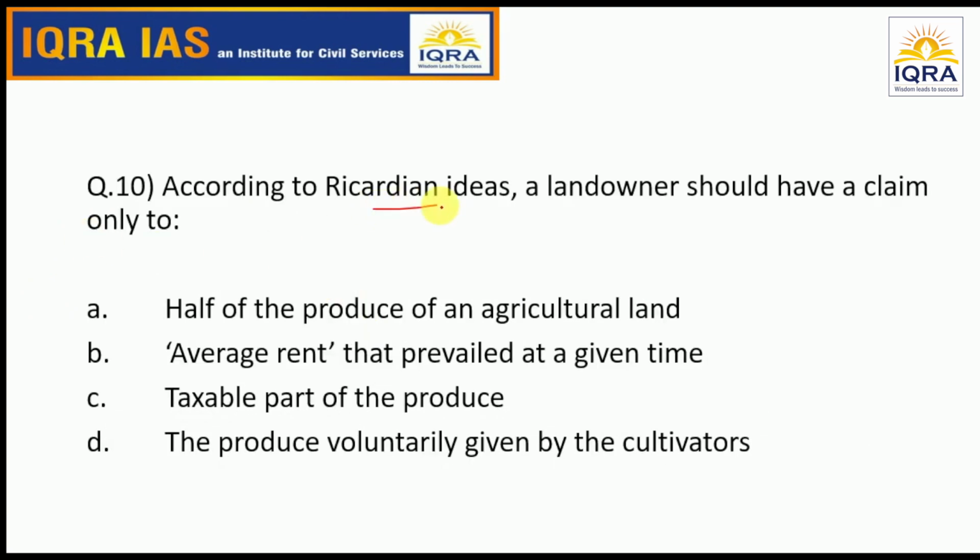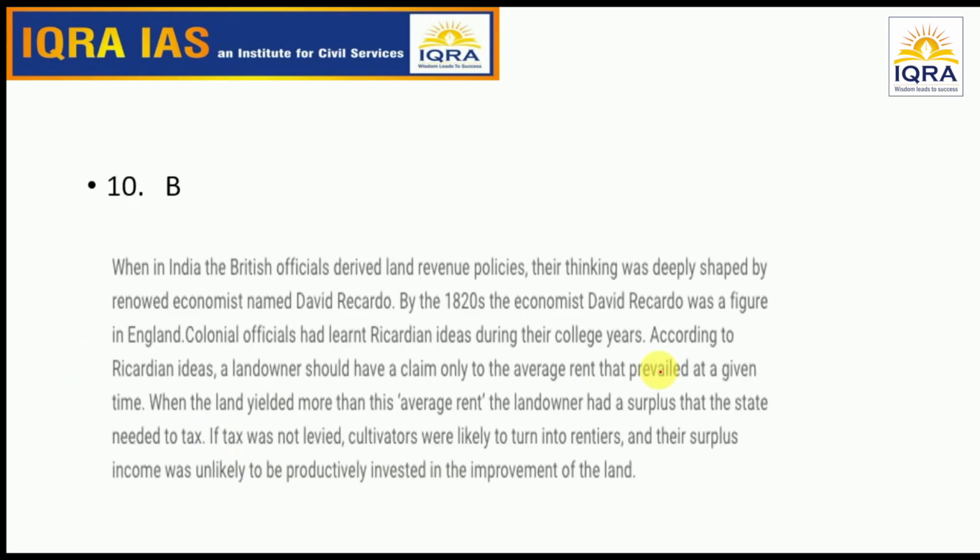Question number 10. According to Ricardian ideas, a landowner should have a claim only to: half of the produce of agricultural land; average rent; taxable part of the produce; or the produce voluntarily given by the cultivators. The correct answer to this is B, that the landowner should always have a claim only to the average rent that prevails at that given time.